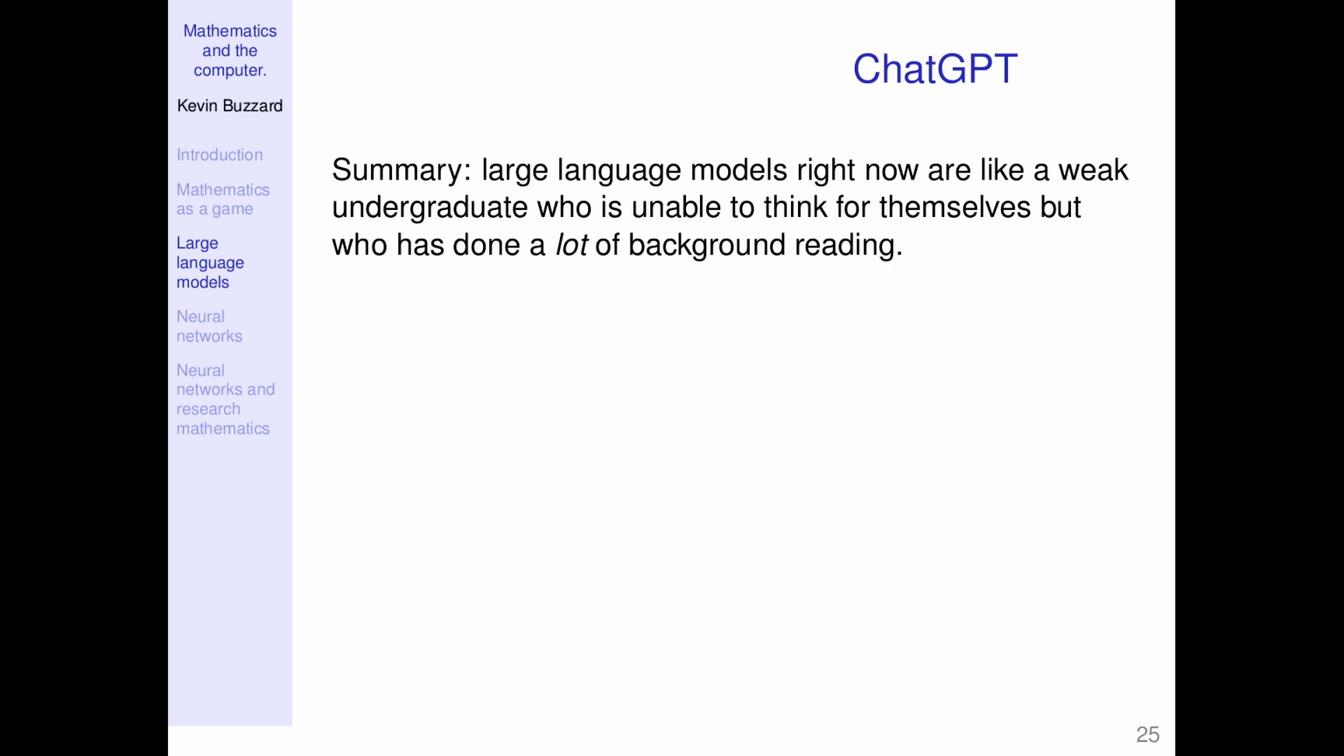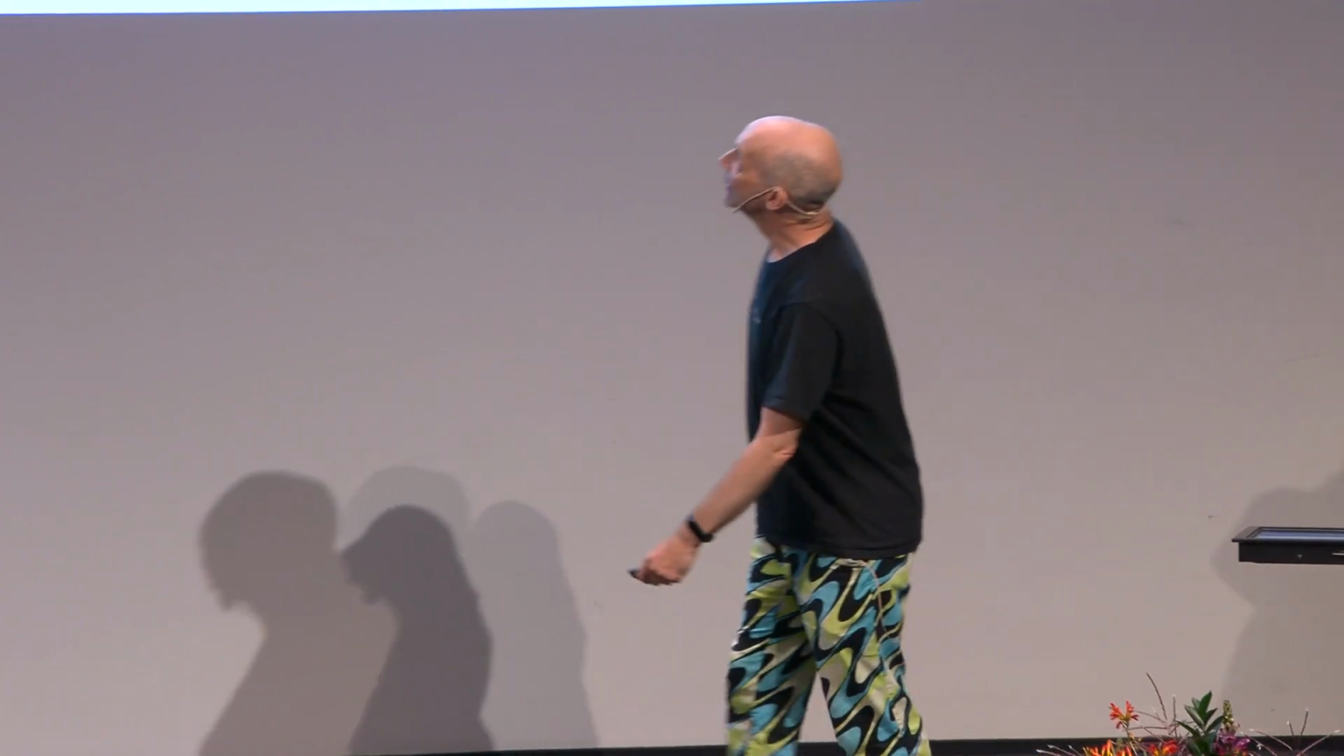So that's what you've got, right? That's what you get from ChatGPT. They're like a weak undergraduate who's read the entire internet. But they're incapable of having ideas of their own, but they can sort of adapt ideas that other people have had and attempt to make them apply in new situations.